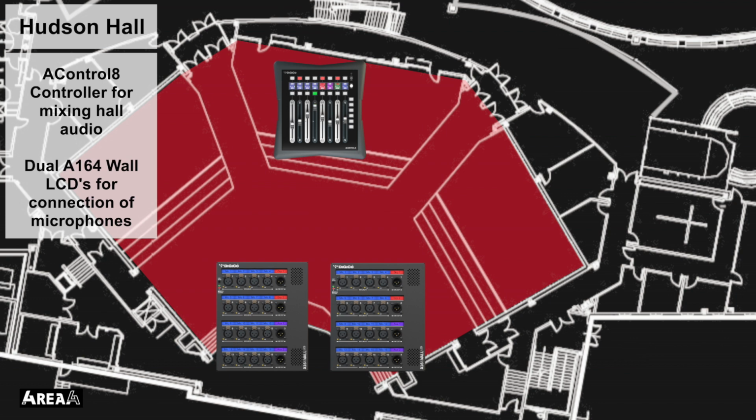Faders can then be used to control the level of the pastor's microphone and the level of the musician's instruments. On the stage are 2 A16-4 wall LCD boxes to connect microphones to. Their LCD scribble strips make it obvious where microphones need plugging in, so anyone could do it.